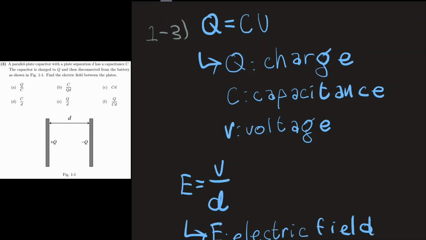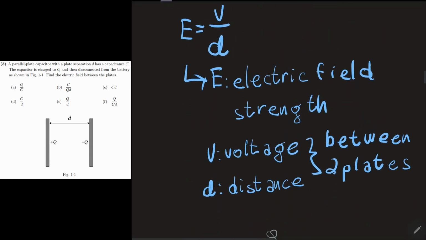So for this, you need to be familiar with a couple of electricity equations. First, we have the equation for finding a charge in a capacitor. So Q equals C times V, where Q is the charge in the capacitor, C is the capacitance of said capacitor, and V is the voltage across the capacitor.